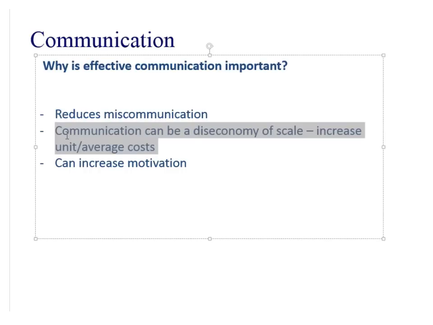Communication, remember, can be a diseconomy of scale. So diseconomies of scale, remember, are where the output increases, causing your average cost or unit cost to increase. So it's a problem of getting larger. So you get more miscommunication, and you also might need to spend a little bit more money on communication technology, because you want to be able to communicate better with people.